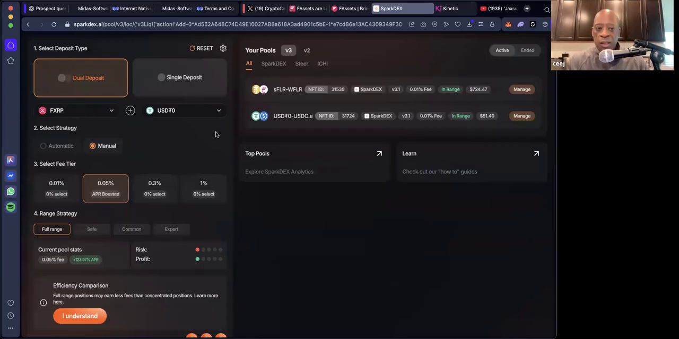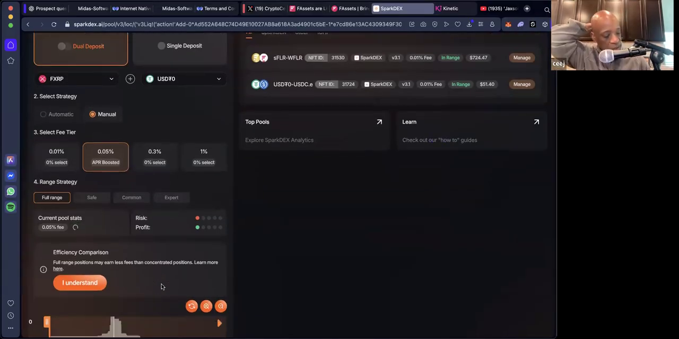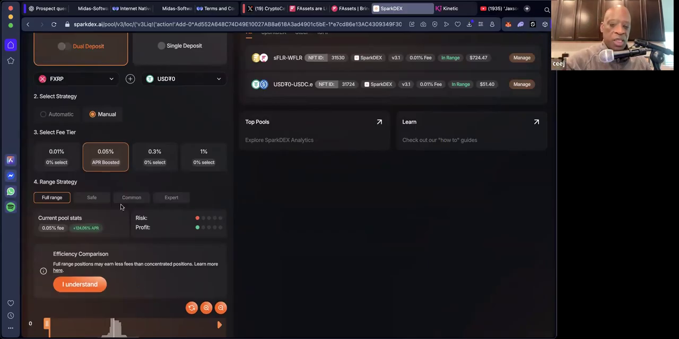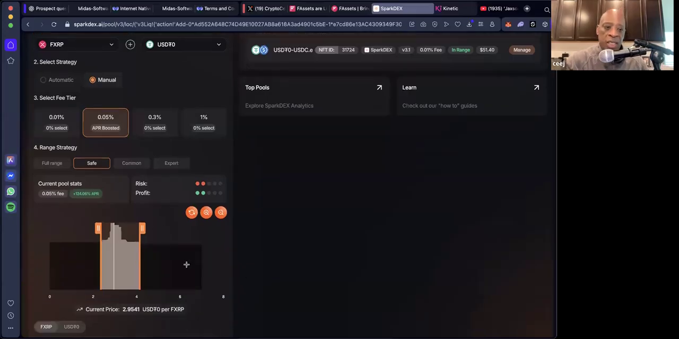FXRP USDT0, right? Now you've got four options in terms of your strategy. Make sure you're in the right fee tier, which was 0.05%. You can go full range. Full range is less in fee earnings, but you stay in range longer. It's really ideal for people just beginning. Safe is another good one for beginners, but you're going to earn more in fees because you have a tighter range than full range, right?